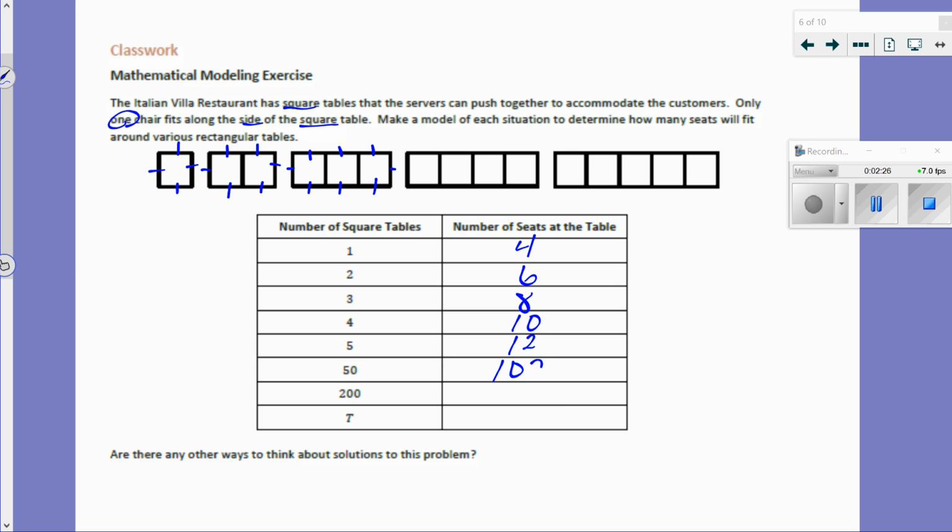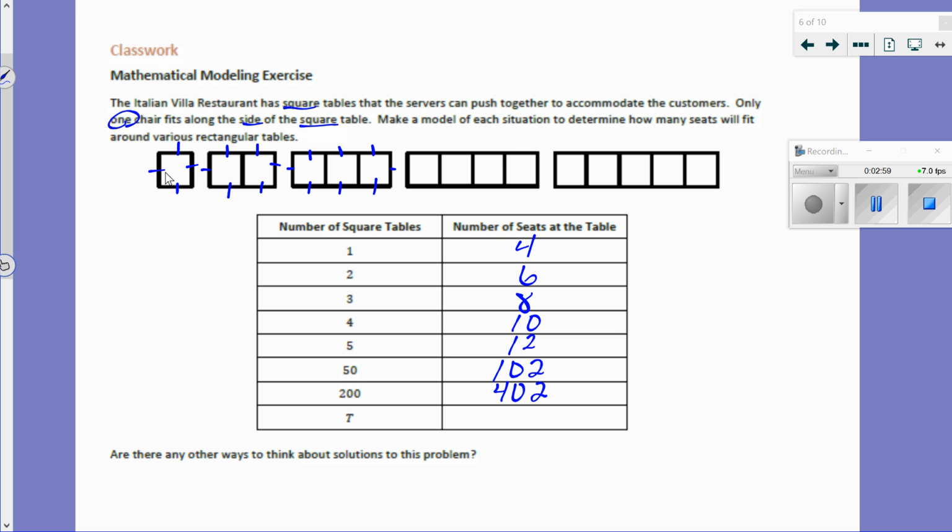Then if I get to 200 tables, now I have 200 all lined up. How many can I put on the sides? 400. And how many on the ends? 2. So I get a total of 402. So what was I doing each time? I took the number of tables and I said, how many sides do they have? Because every table has, Helen? So every table has 2 sides, so you could say t times 2 plus 2.